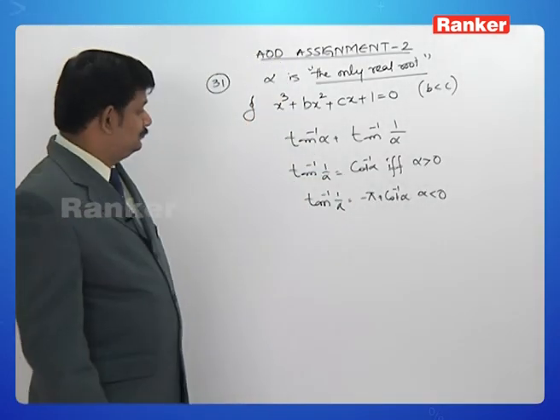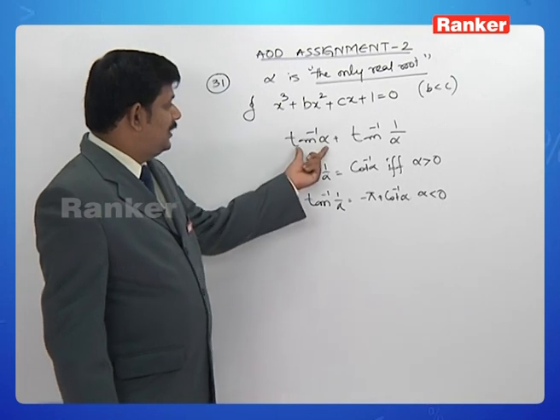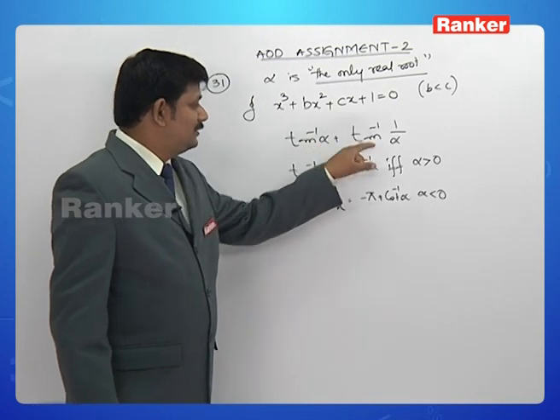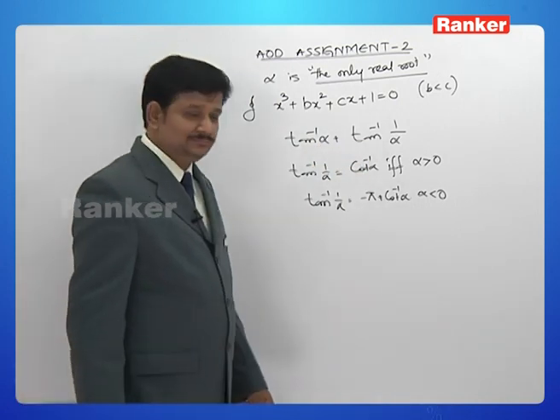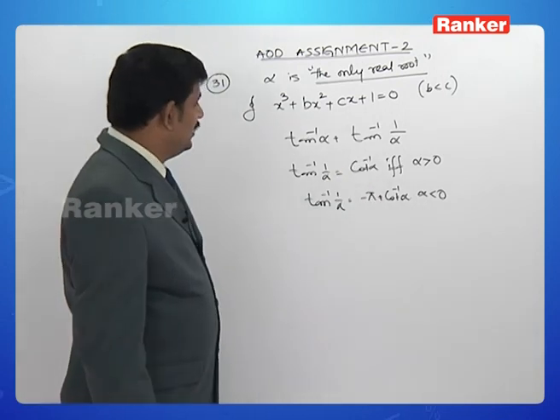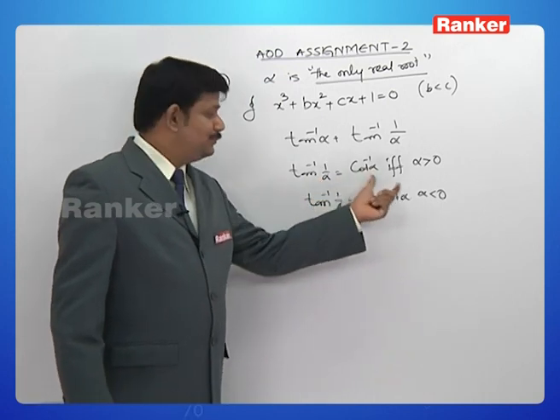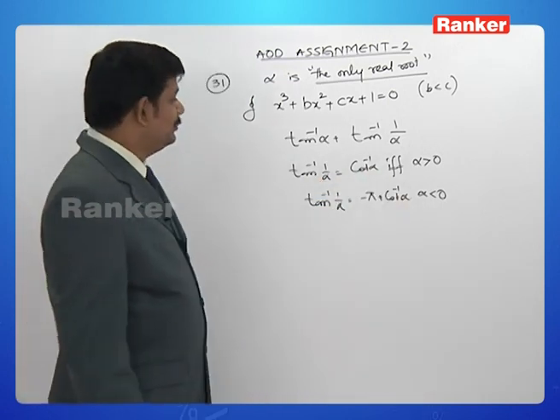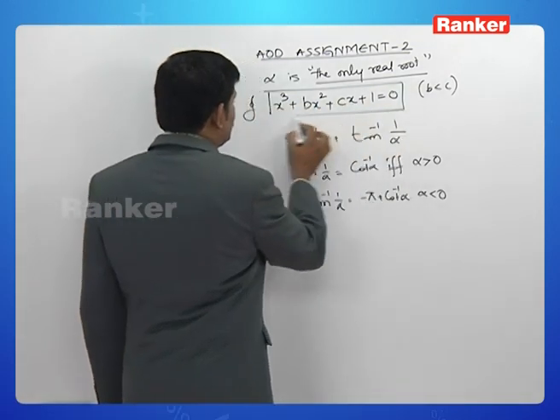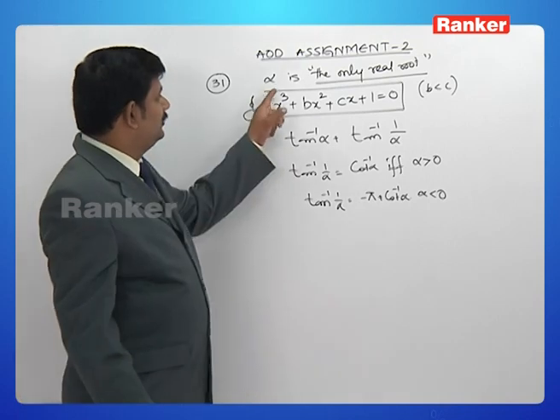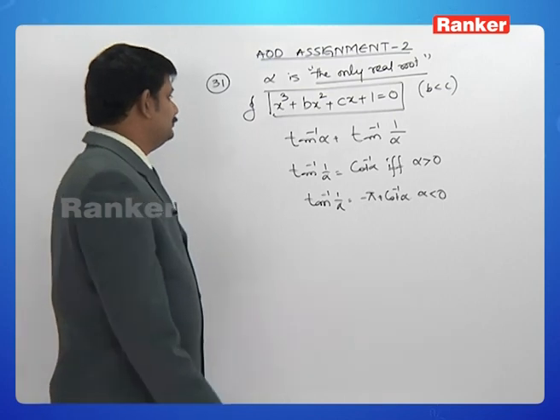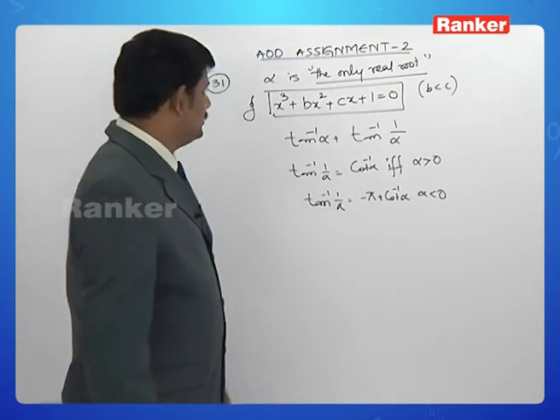So, tan inverse alpha plus tan inverse 1 by alpha will be either tan inverse alpha plus cot inverse alpha, pi by 2, or minus pi plus pi by 2, which is minus pi by 2, if we are not able to say whether alpha is positive or negative from the given information. So, our focus should be on checking whether alpha, the only real root of this equation, is positive or negative.